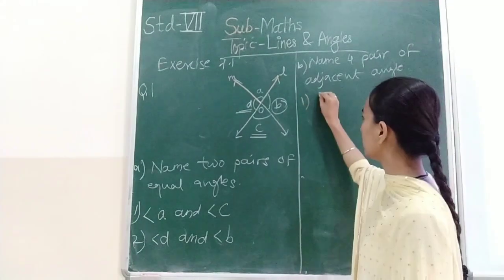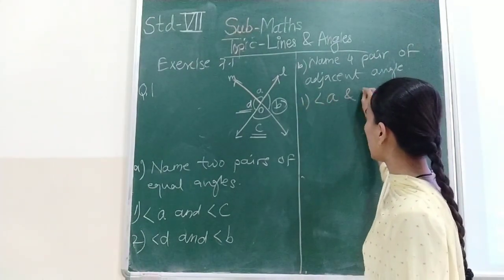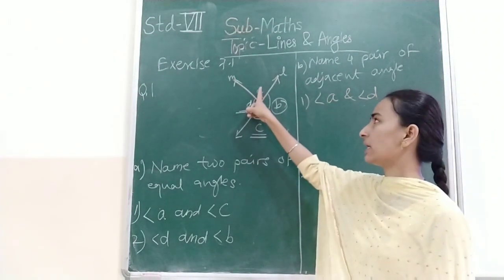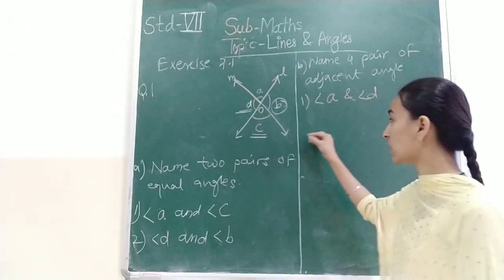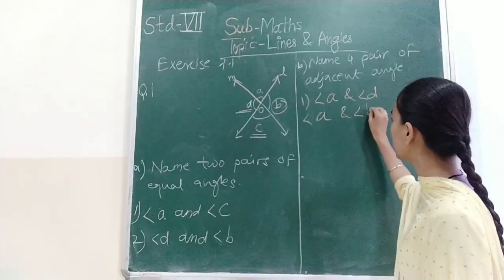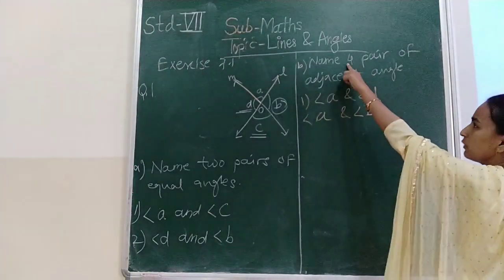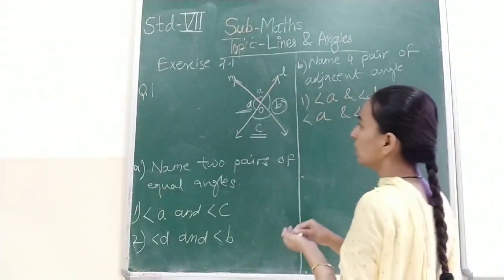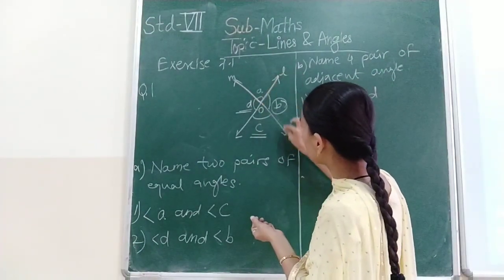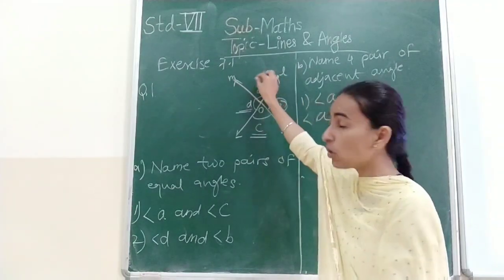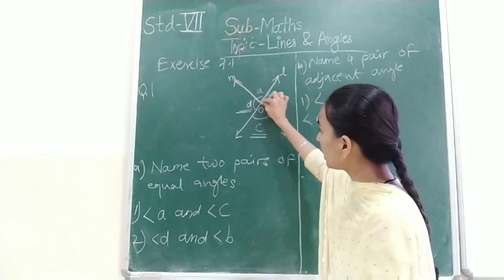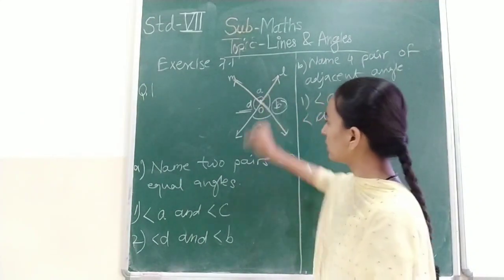Now the first pair is angle A and angle D. I am writing angle D. This is the first pair. Now I am writing angle A with B because both are adjacent. Angle A and angle B. Now we have to write only 4. There are so many. Now I want to write angle B. Angle B is adjacent to A also and angle C also. Why? Because there is a common arm in both and a common vertex.